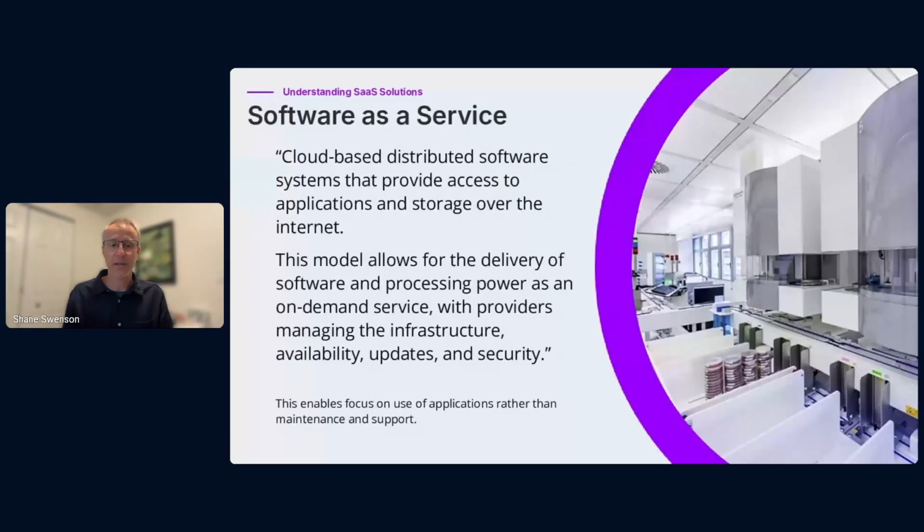So rather than taking responsibility for running a particular installed piece of software, when you're a customer of a software as a service solution, you're essentially taking responsibility as a user base to make use of that service as delivered to you over time. And this allows the providers, rather than just delivering an application for local installation, to provide an on-demand service.